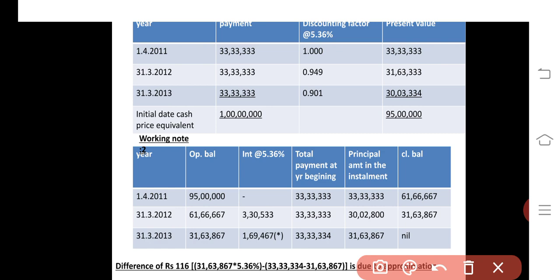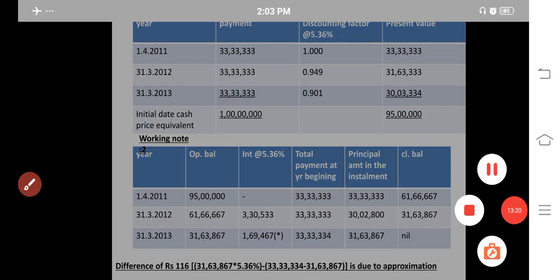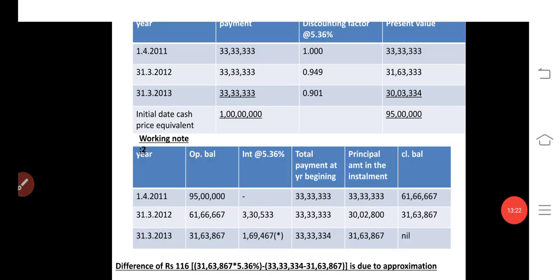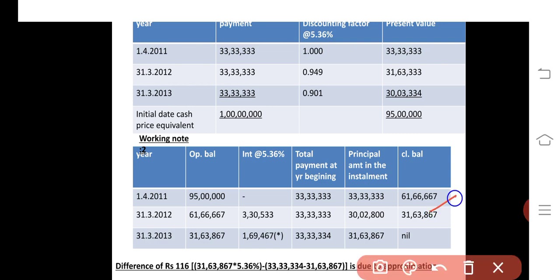So from 61,66,667 deduct 30,02,800. So you will get 31,63,867. That is the closing balance. I hope this one is clear, right?